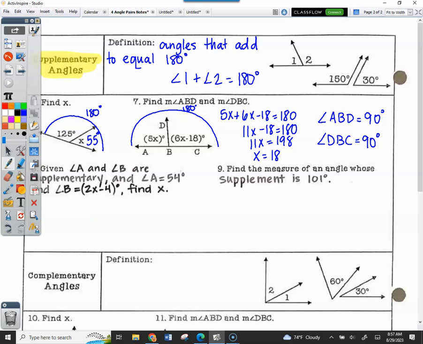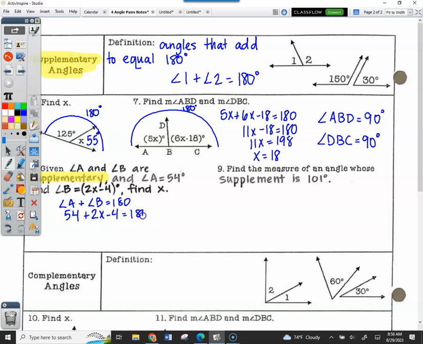This sentence right here, which y'all probably see is easy, and that's because we just talked about the vocab. If some time had passed and I threw this at you, you might forget that this word, supplementary, is telling you how to set it up. It's a secret way of saying, hey, set it up, add it to equal 180, right? So that is one of the challenges of geometry, and if you can learn the vocab, your life is a lot easier.